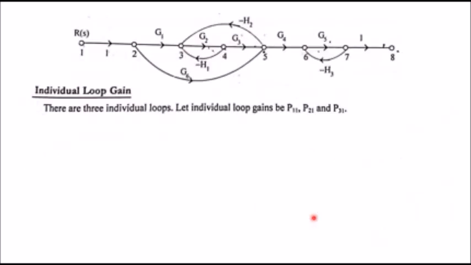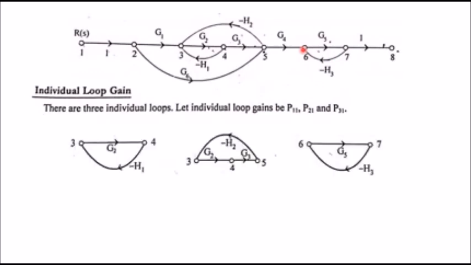Then we need to find the individual loops, because these are the things in the Mason gain formula. What are the loops? For a loop, the starting point and ending point should be the same. You can see this is a loop starting from 3, going to 4 and coming back to 3. Yes, this is a loop. Can you find another loop? Yes, starting from 3, go to 4, then go to 5, then come back to 3. Second loop. Can I find another loop? Here, 6 to 7, again come back to 6. So these are the 3 individual loops. And what is the gain product? Simply multiply these things.